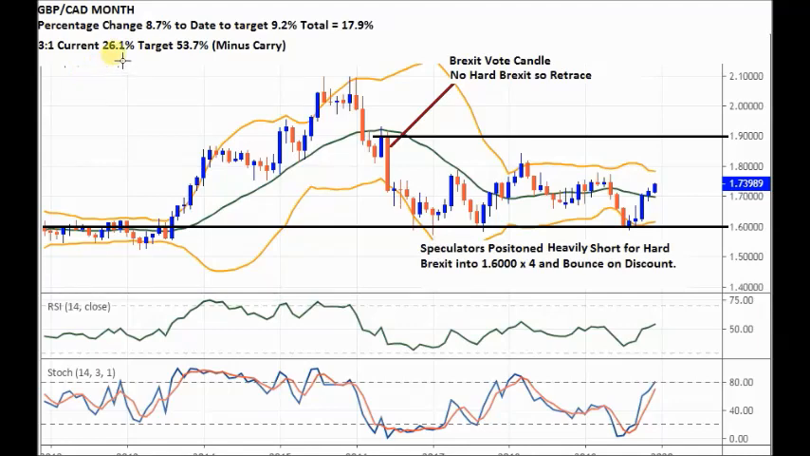Current is 26.1. The target is 53.7. You've got to minus the carry off, which is a little bit obviously against us, but that could give us 50% on one trade. A few people have said to me, 26.1% on one trade, but it's taken 4 months. Well, most traders don't make that in a year. A very small minority make more than 50%.